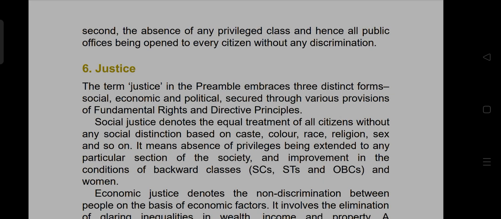Sixth, justice. The term justice in the preamble embraces three distinct forms, social, economic, and political, secured through various provisions of fundamental rights and directive principles. Social justice denotes equal treatment of citizens without any social distinction based on caste, color, race, religion, sex, and so on. It means absence of privileges being extended to any particular section of society, and improvement in the conditions of backward classes, SCs, STs, OBCs, and women.